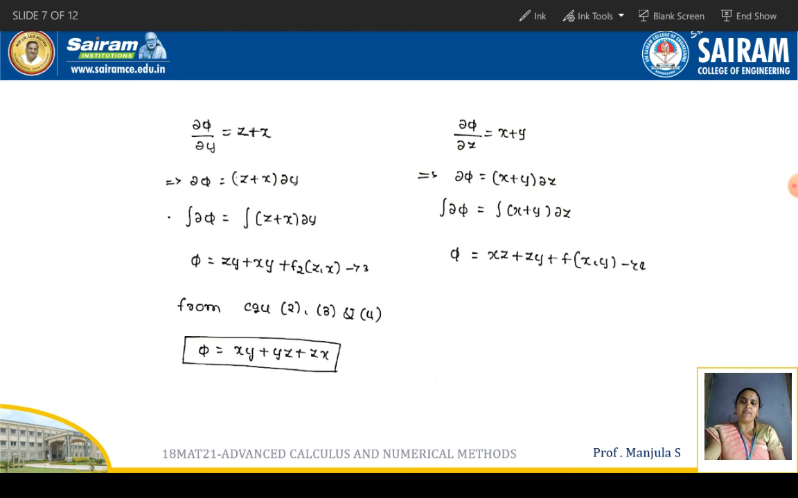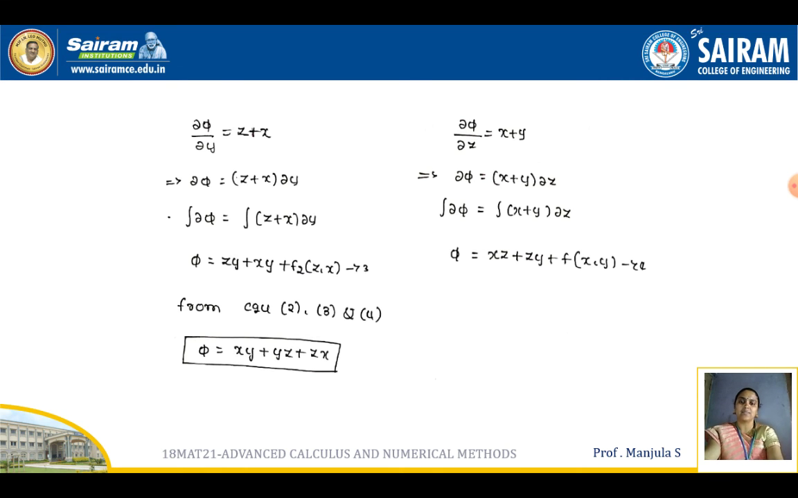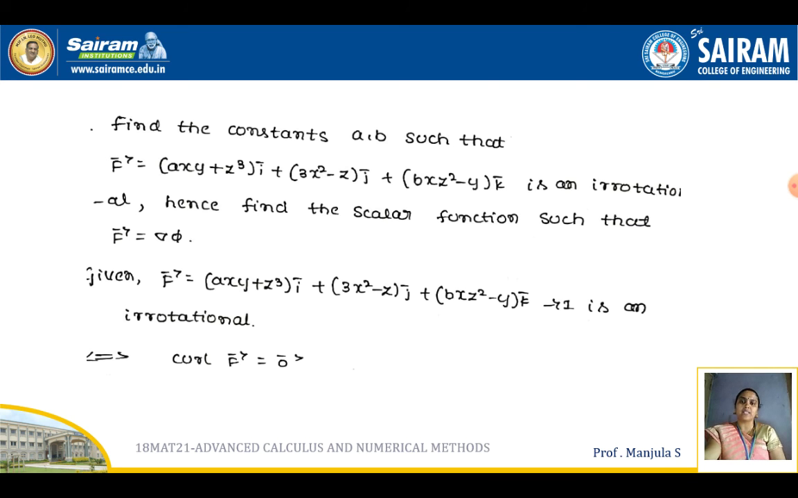So now we have got the three values of phi. All three values of phi we have to club together and write, that is phi equals xy plus yz plus zx. Now we'll see the next problem.